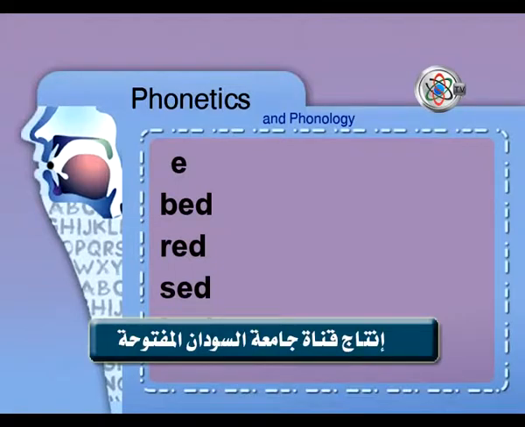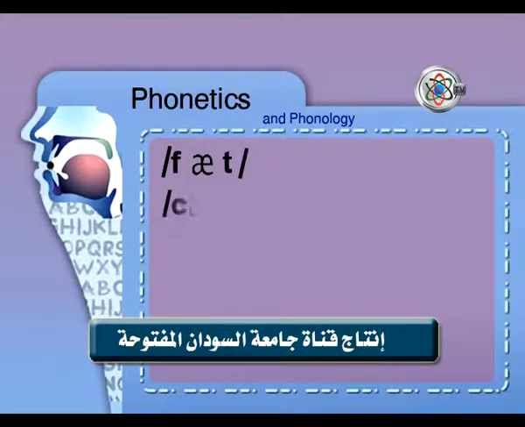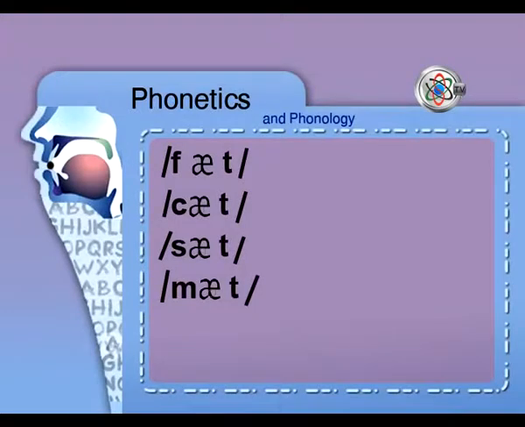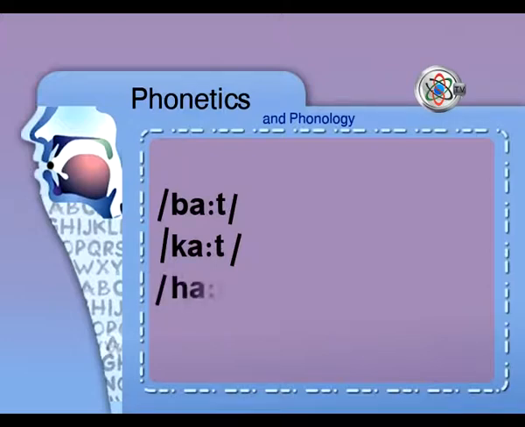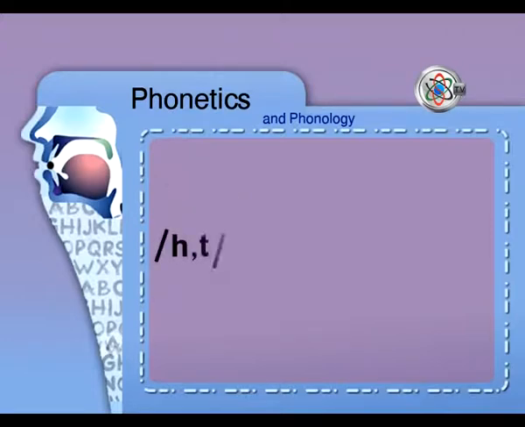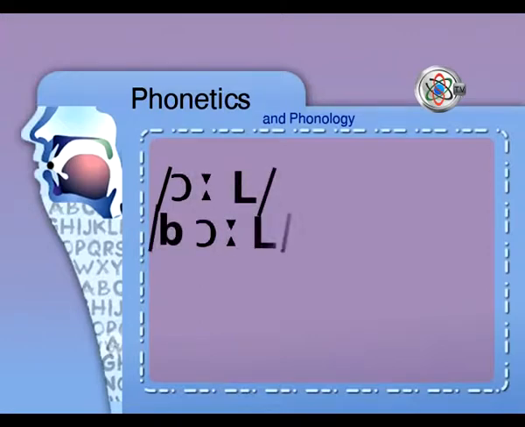What about this? Fat, cat, sat, mat, this vowel. Then the R: pot, cart, caught, half, because I don't pronounce the L. Now what about the O? Like hot, pot, cot. What about the O? All, ball, oat. Okay?